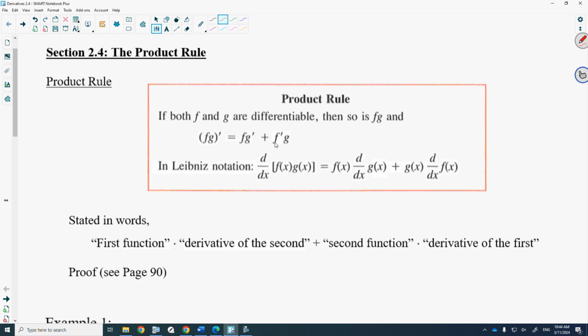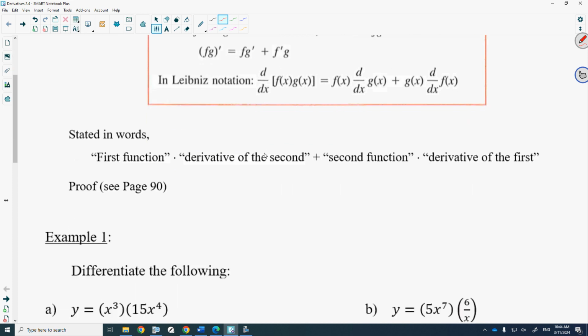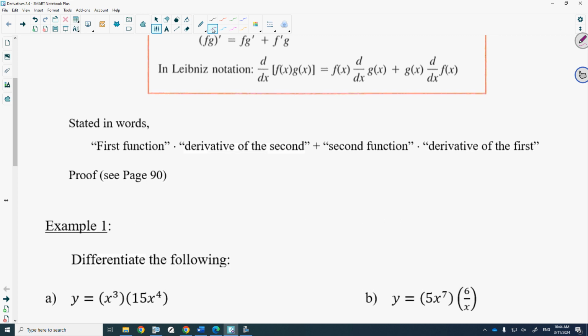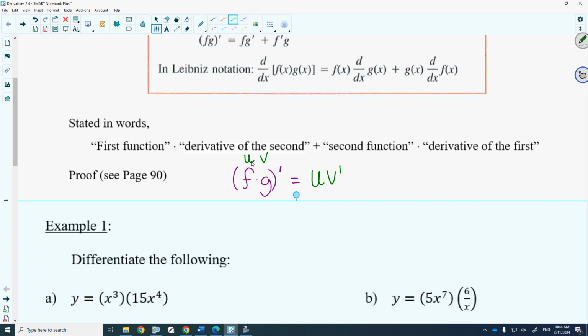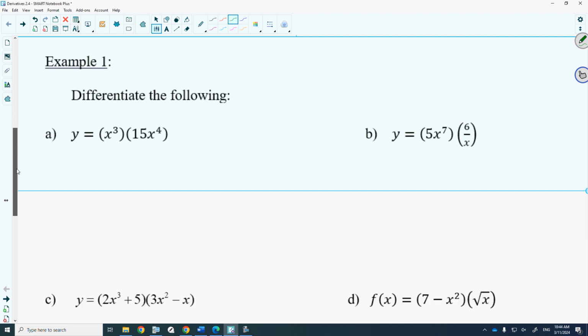So there's sort of a shorthand that I'm always going to say when I notate this. So we've got f times g, and I want the derivative of this. I'm going to call this first function u, and this second function v. And then the derivative of this will be u v prime plus v u prime. So it's the first function times the derivative of the second plus the second function times the derivative of the first. Okay? So let's apply this in some examples.